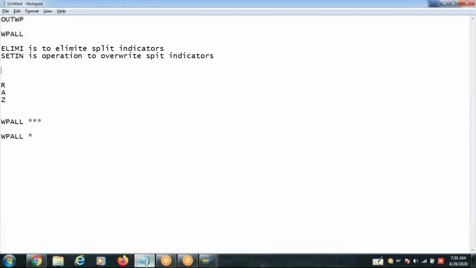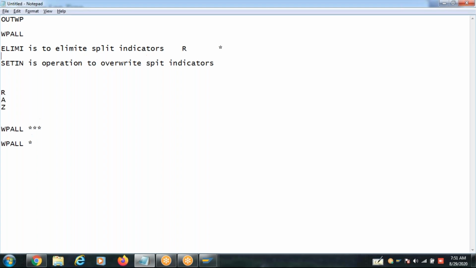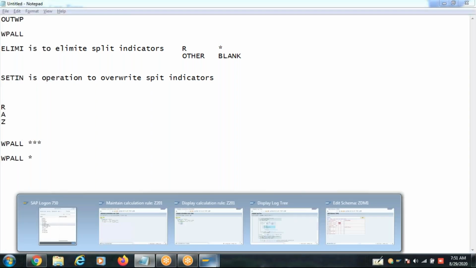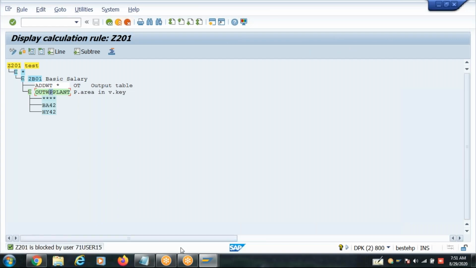So we have covered what? WPALL, eliminate split indicator. See, if you eliminate R, in the place of R, you would get star. And if you eliminate any other splits, you would get blank. You would get a blank. Okay. The next one. Reset. Observe this.